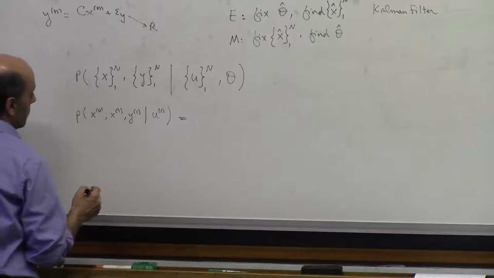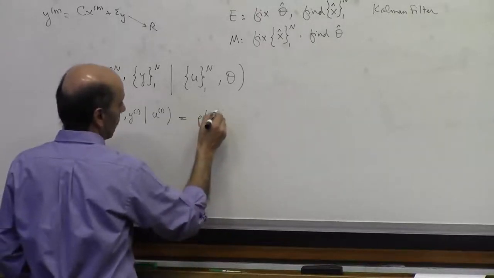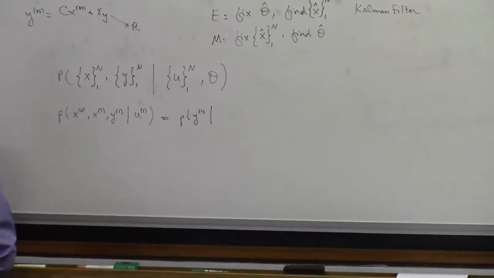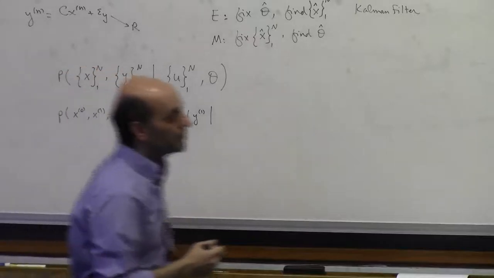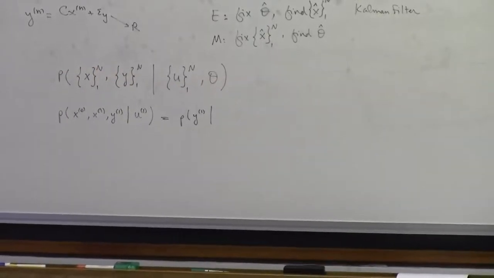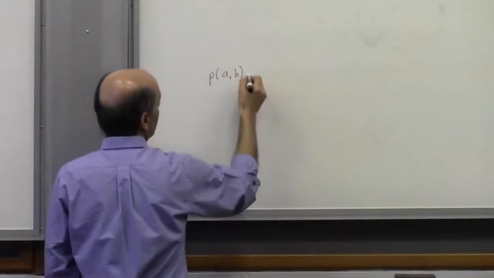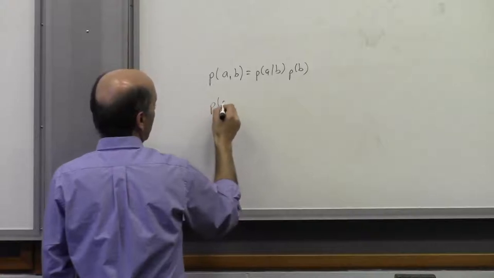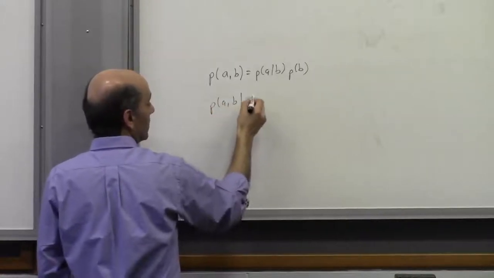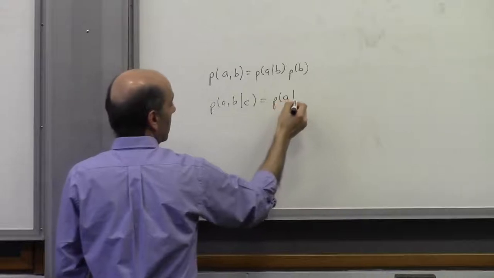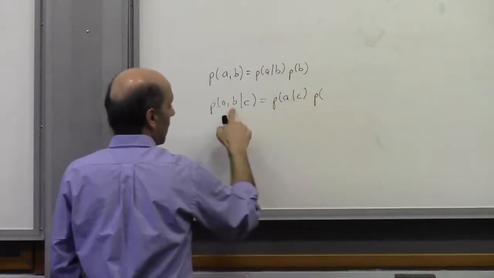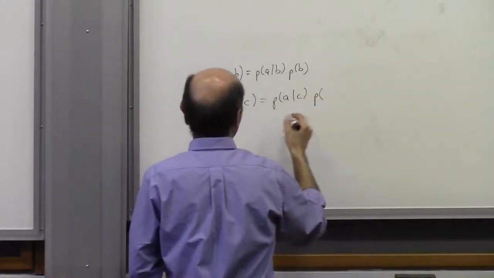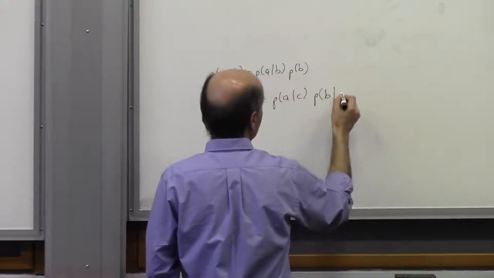So this is equal to P of Y1 given... this joint probability, I'm going to write it as a conditional probability. Just to remind us, the joint probability P of A and B is P of A given B times probability of B. P of A and B given C is equal to P of A given C times the probability of B occurring given C.